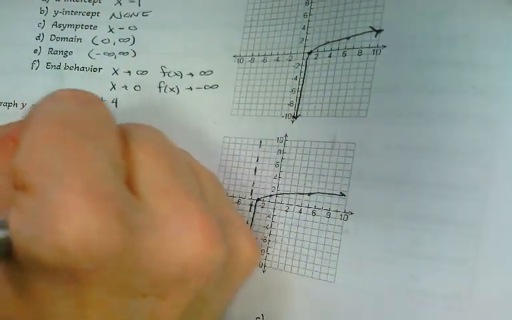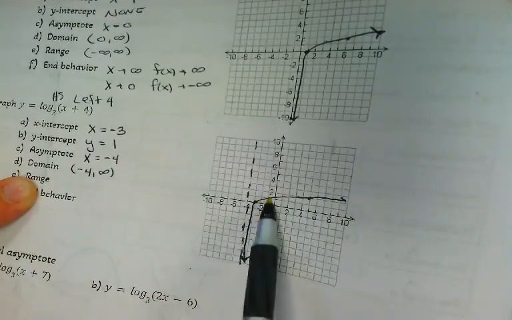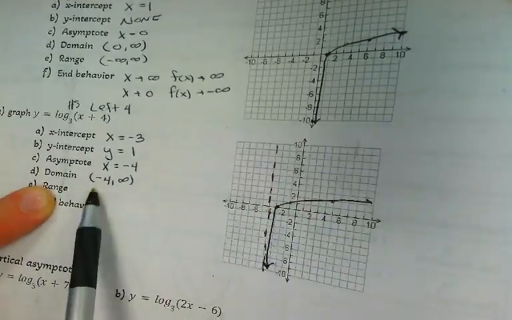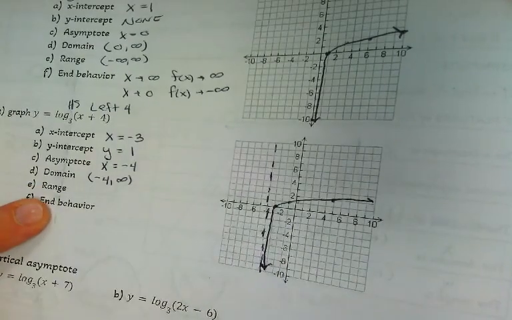All right, Rowan, our domain. Yes, it would. -4 to infinity. So the closest to the left we can go is -4, but we don't hit it, so we're going to use that parenthesis to infinity.